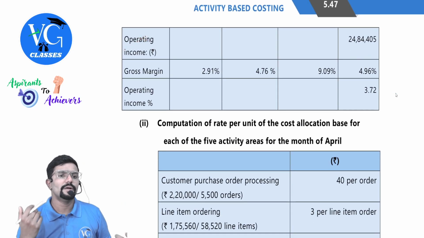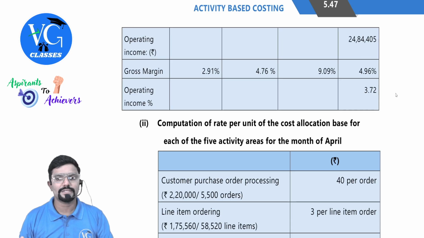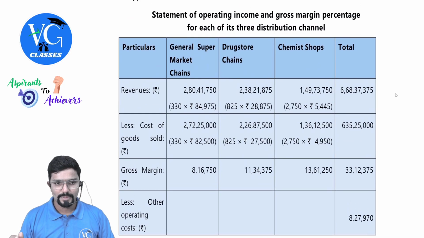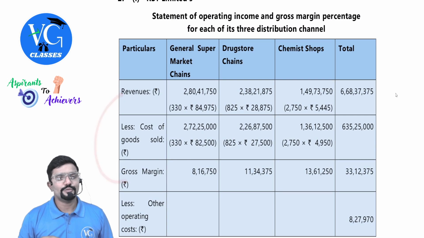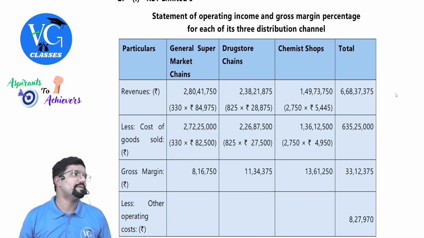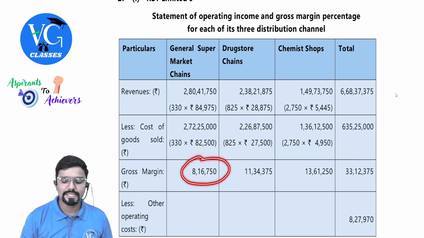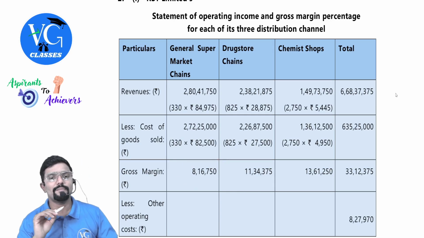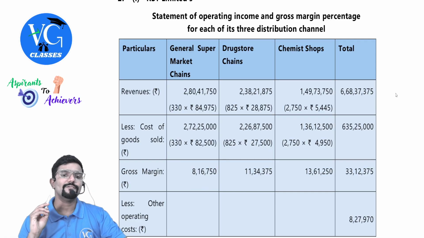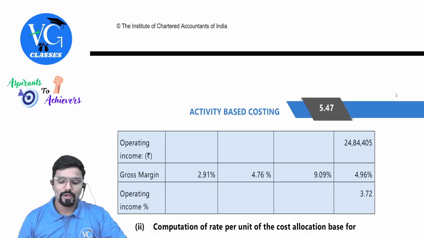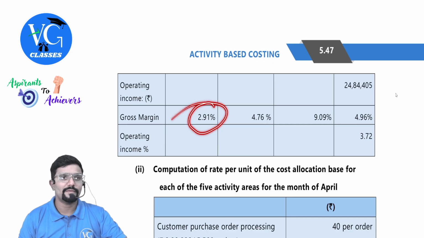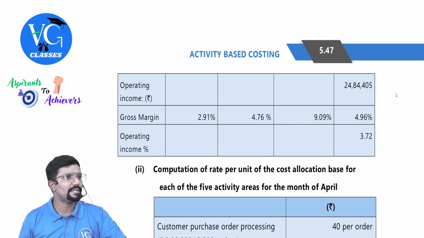Gross margin percentage also they have asked. How is it, sir? Divide gross margin by revenue, guys. 8,16,750 divided by 2 crore 80 lakh 41,750, into 100. How much? 2.91. Same way you have to do for the other two.